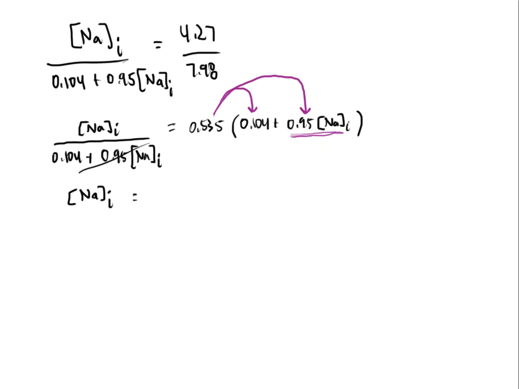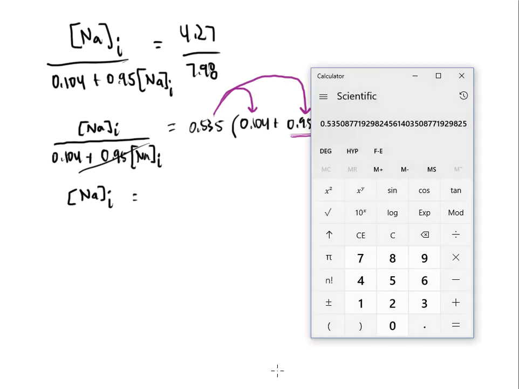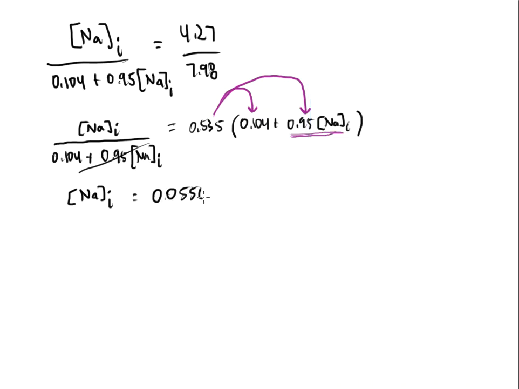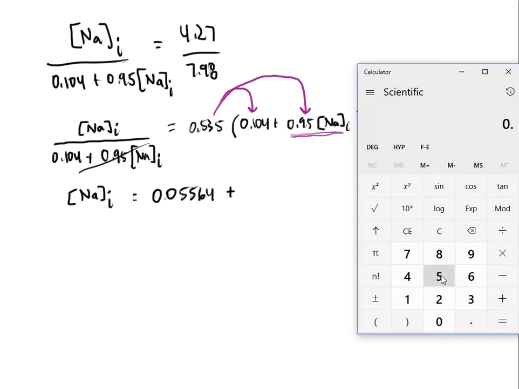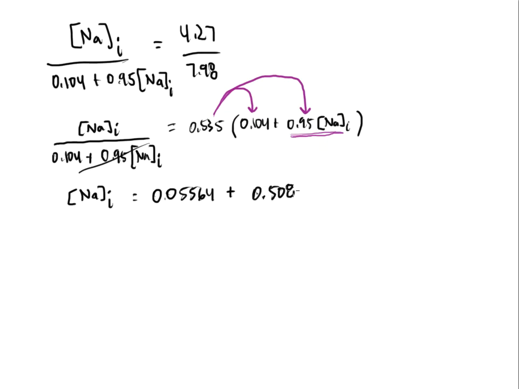So NA sub I equals, I'm going to do the first one. I'll get a full-blown number here. 0.535 times 0.104. I hit enter, and I get 0.05564. Plus. Well, I got to do it to the 0.95 as well. So I'll bring the calculator back up. 0.535 times 0.95 equals 0.5083. And that still has a bracket NA sub I after it.